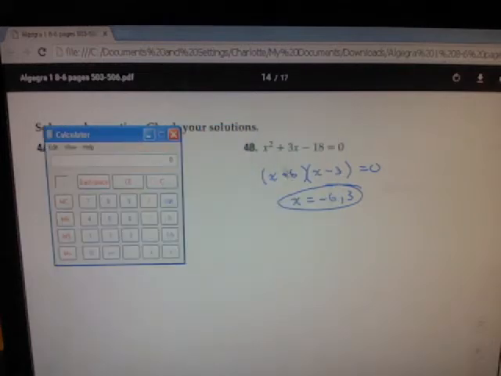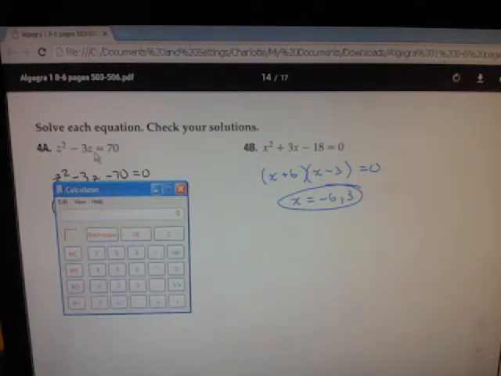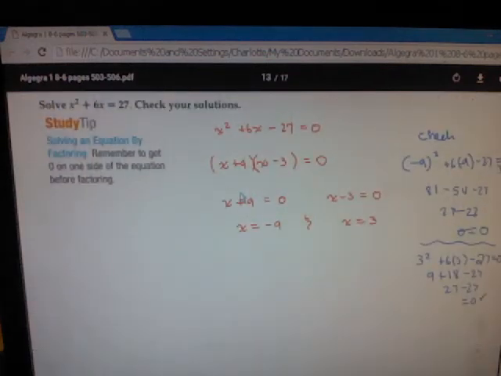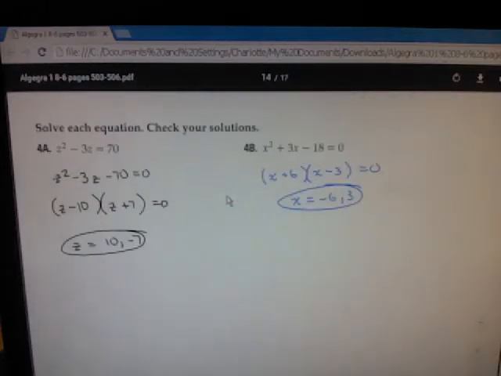Okay, let's look at this one. This one's already set to 0. We did not have to move the 70. We didn't have to move anything over here, but over here we had to move the 70. Okay, so let's look. We have x squared plus 3x minus 18 equals 0. Now we've already been solving these polynomials. The only new thing we're doing is setting them equal to 0, like up here. We're just saying x plus 9 equals 0, x minus 3 equals 0. So we're going to say, what can I multiply to get a negative 18, and when I subtract it, I get a 3?